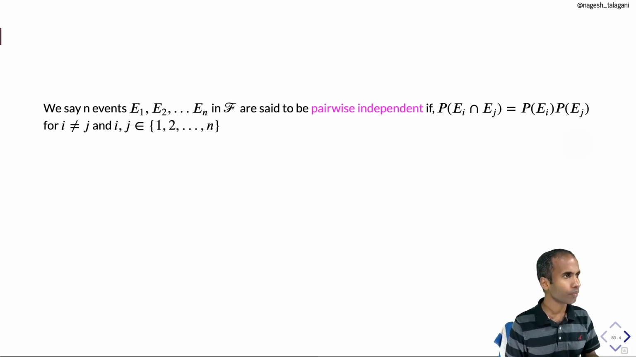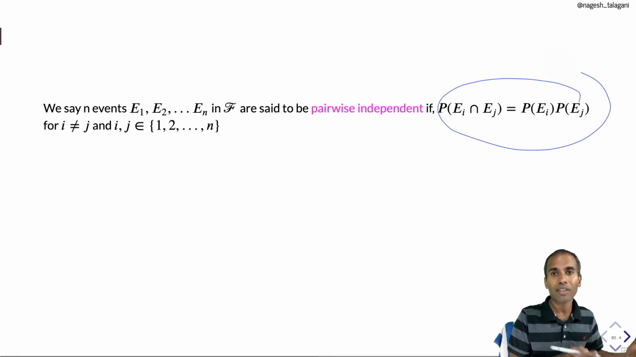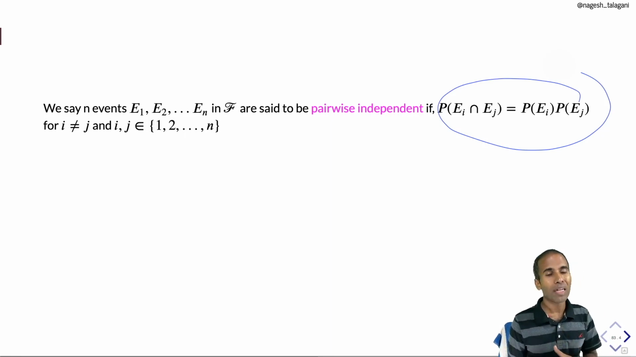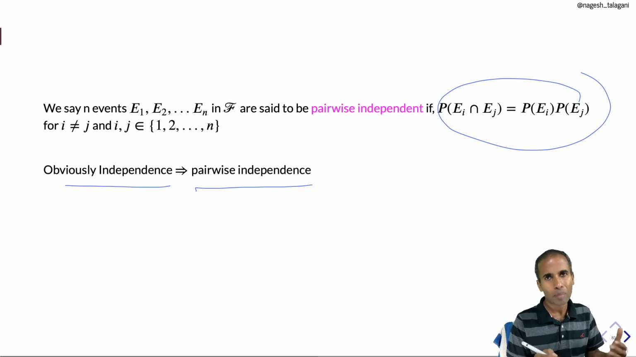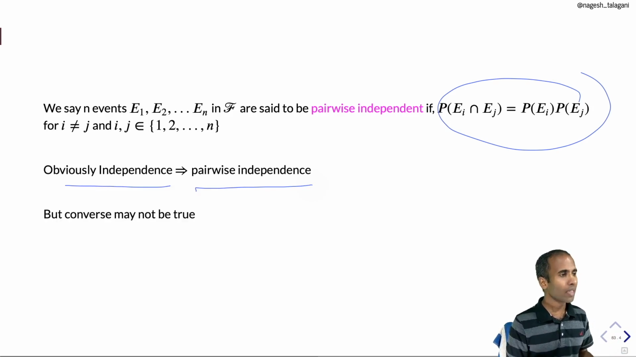Now, obviously independence implies pairwise independence, because we also check these conditions in independence and something more. By looking at the definition you can tell that. But the converse may not be true. I will give an example.